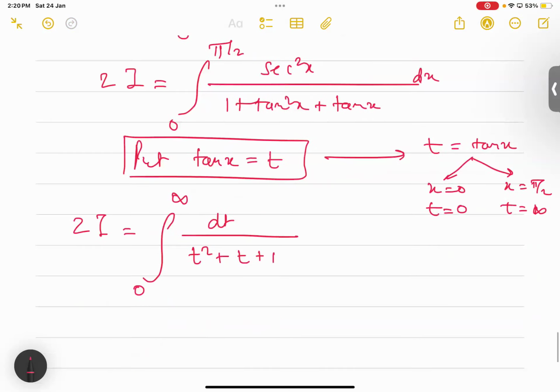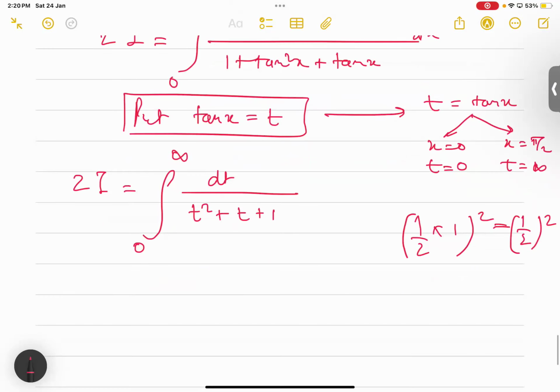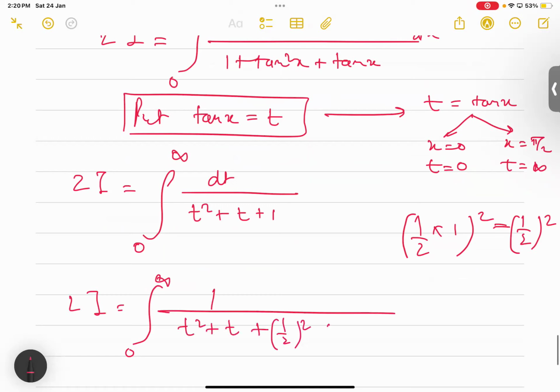Half into coefficient of t. What is the coefficient of t? So half square. Don't write 1 by 4. t squared plus t plus half square, plus 1 minus half square, dt. First three terms: t plus half whole square. Last two terms: what is 1 minus 1 by 4? 3 by 4.